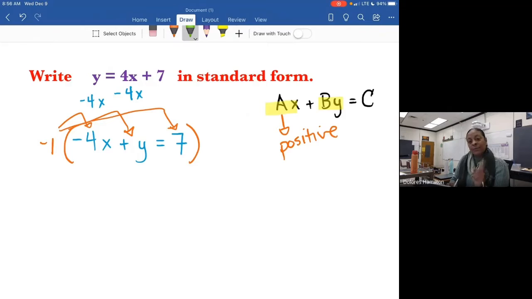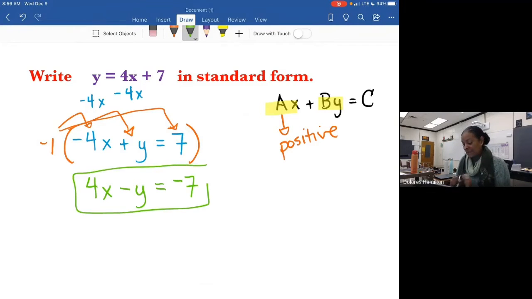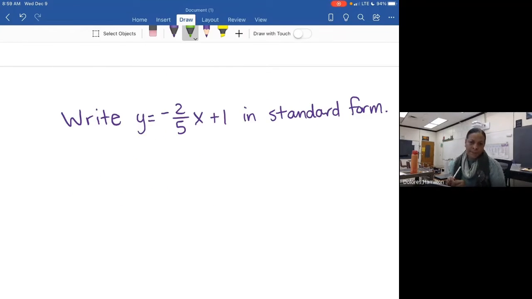So if I distribute that -1 to every term, we would get positive 4x minus y, and -1 times positive 7 leaves us with -7. I have this equation now written in my standard form. How about if we are asked to write this equation in standard form?